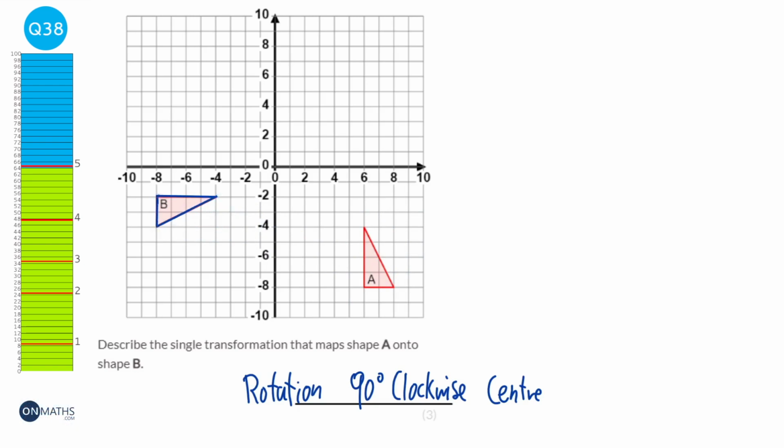And with a bit of trial and error, you'll realize that you can put your pencil here. So your pencil will go at (2, 2) to get from A to B. So our center of rotation is going to be (2, 2).